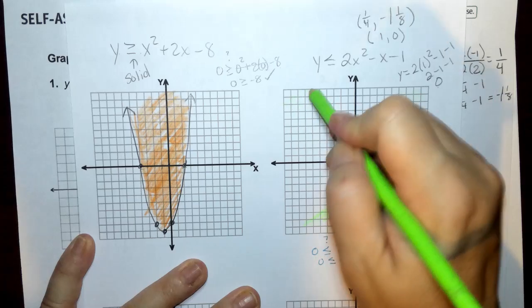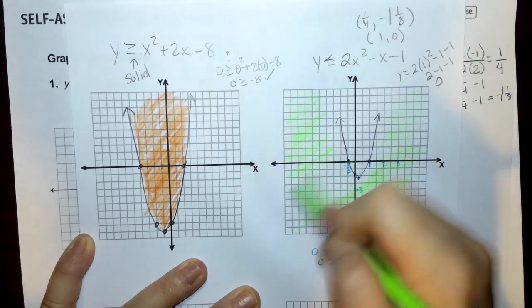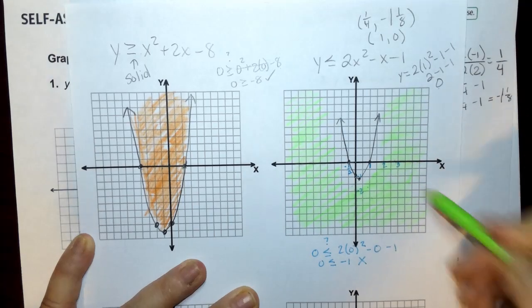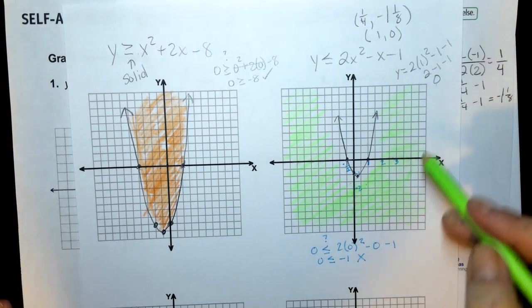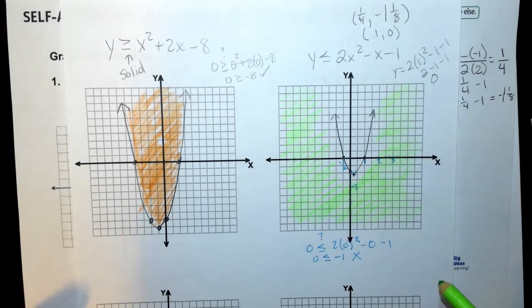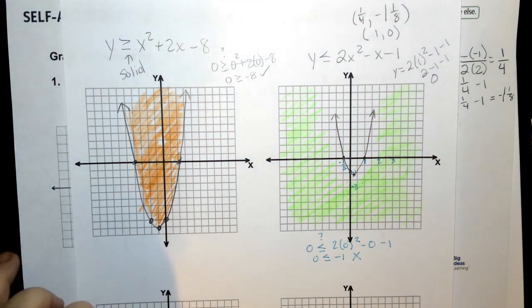I guess this green isn't that good. I was just trying to be colorful. So everything not inside the graph would be shaded. And that would be your solution. So any point in this area would be a true statement. All right, I'm going to stop the video there. We'll come back and talk about solving algebraically.